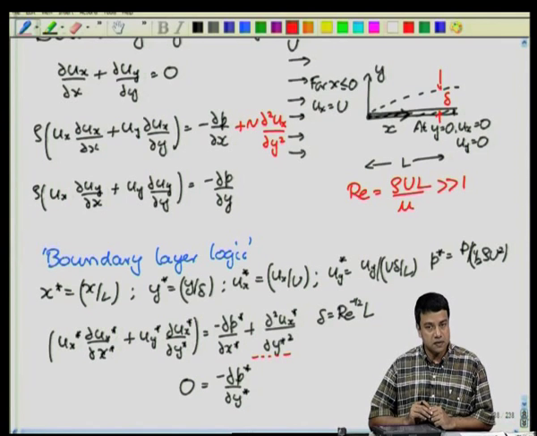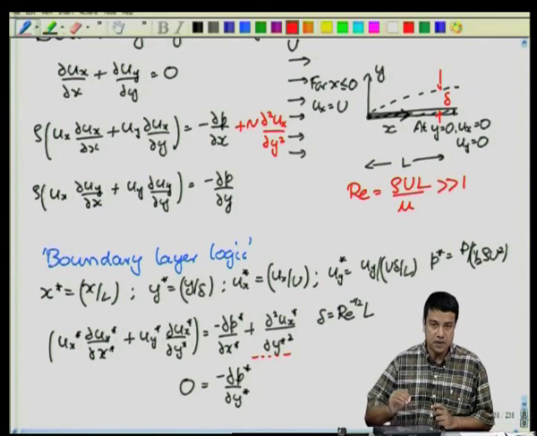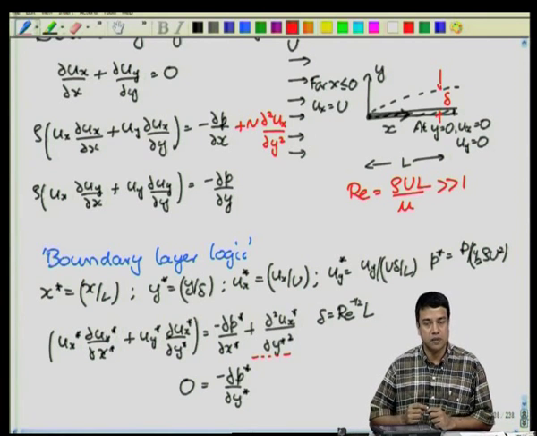The other implication of this scaling is that the pressure gradient perpendicular to the surface is equal to 0. Note that the y coordinate in this y momentum equation has been scaled by delta. That means that the pressure is a constant in the y direction only over a thickness comparable to delta. So, that means as I go away from the surface, there is no pressure gradient as I go a distance comparable to delta.